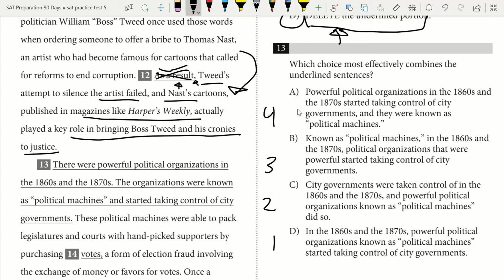There were powerful political organizations in the 1860s and 1870s. I repeat "organizations" here, so I want to get rid of that. They were known as political machines and started taking control of city governments. Let's take a look at D here: In the 1860s and 1870s, powerful political organizations known as political machines started taking control of city governments. That's perfect. That's the most efficient and concise way we could possibly say this. There's no redundancy, no repetition, and we also didn't lose any important information. D is absolutely correct. C, B, and A will have to be incorrect, right? This is really as efficient as we can get without losing meaning. Great sentence there. So 13 is going to be D.